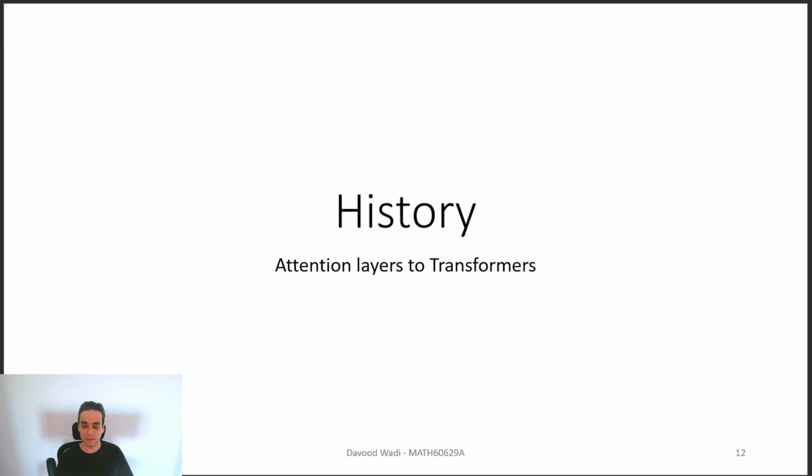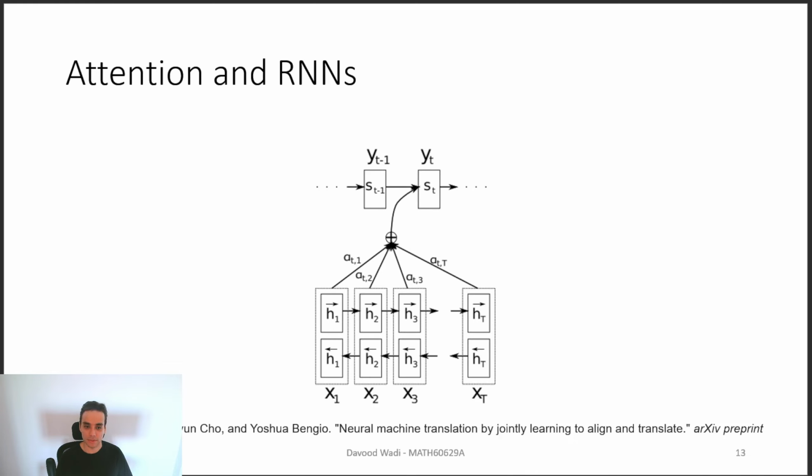Let's go into the history and develop the intuition and theory for transformers and attention layers. Historically, attention layers were introduced in 2014, and they were introduced for RNNs, in particular LSTM. So the authors of the original paper looked at the task of machine translation.